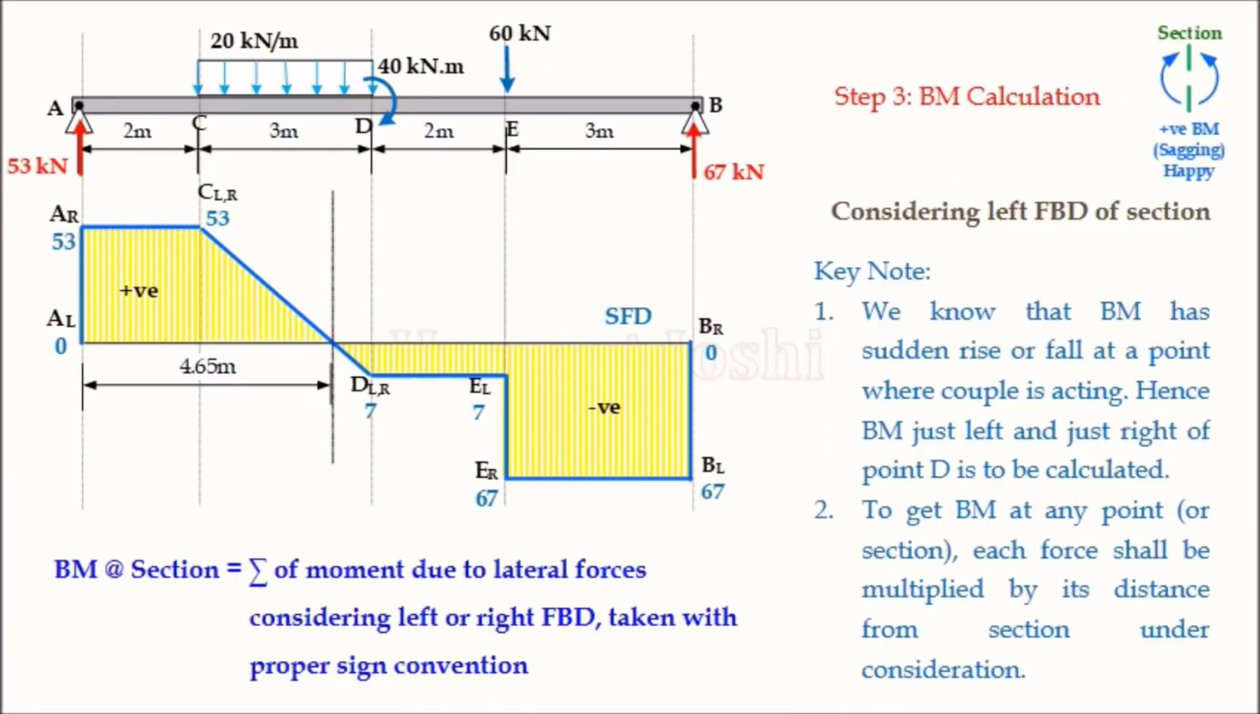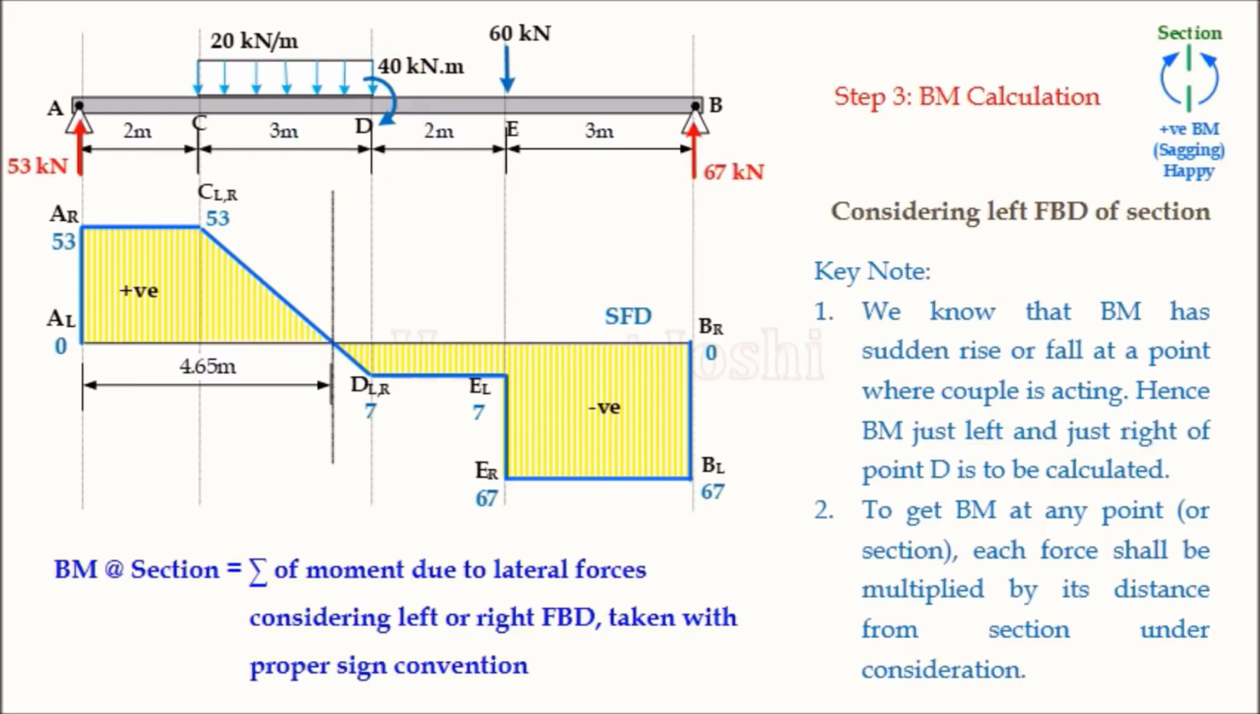Now move to step number 3, bending moment calculation. Here also we are doing things simple, but unlike SFD, we are not doing left and right of each point every time. Not necessary, because we know perfectly that whenever a couple is acting, then and only then just left and just right are necessary, because in the bending moment diagram the sudden change will occur only when the couple is acting. So observing our beam, there is only point D where the couple is acting. So only at point D we are doing two calculations of bending moment. Otherwise, at all remaining points, a single calculation at each point is sufficient.